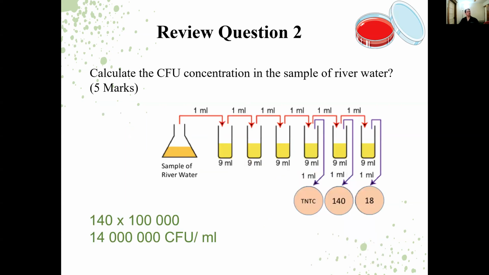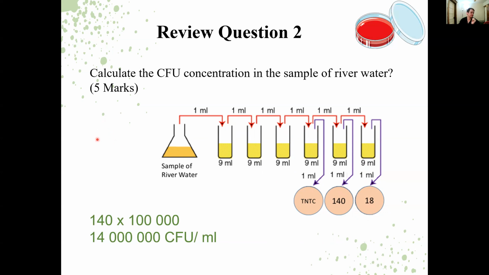So the correct answer here, there's a few things that I want you to keep in mind. Remember, I said you need the concentration between 30 and 300. So the TNTC is too numerous to count. That's just you had too many. You had way more than 300. 140, that falls slam bang in the middle. But if you use this 18, you're also incorrect because that's too few. You have to have 30 or more.